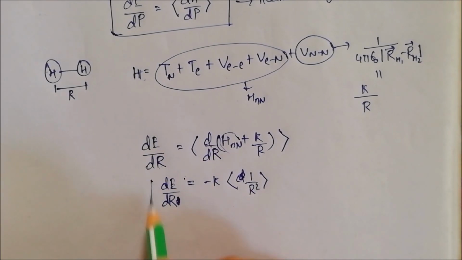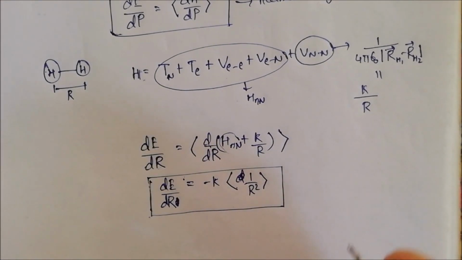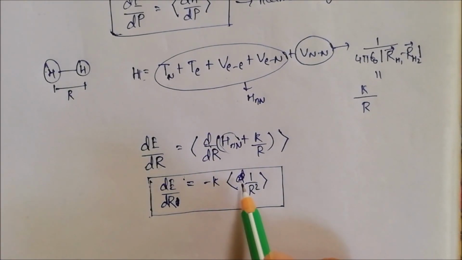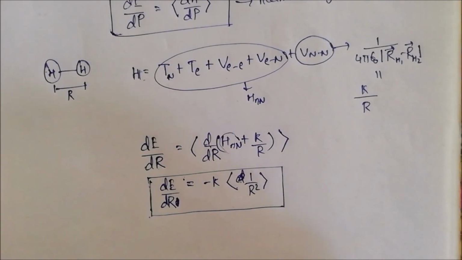This can help us interpret many different things. It may look simple, but we need to construct a general expression for the eigenstates of the hydrogen molecule so that we can evaluate this expectation value.